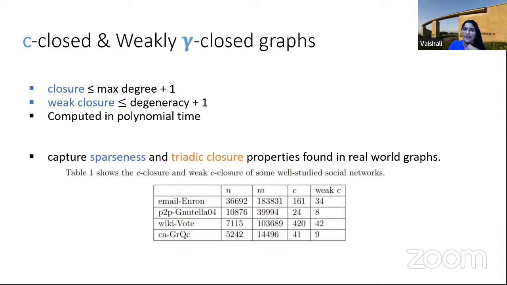So this table summarizes the closure and weak closure of some well-studied social networks. If you look at the second graph, the graph has nearly 40,000 edges, but the weak closure is just 8. So even from the real world perspective, the weak closure is found to be small for real world social networks, and thus it's motivating to study weak closure and closure as a parameter from an FPT perspective.